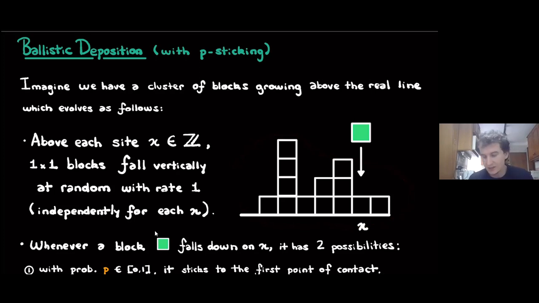So for each site x on the integers, I'm going to have one by one blocks, like the one here on the figure, falling down vertically at random with rate 1, okay? So imagine that for each x, I have a Poisson process with rate 1, and every time the clock from the Poisson process rings, then a block falls from the sky right above x, okay? And this is going to happen independently for each of the x's in the integers, okay? So all these Poisson processes are going to be independent, okay?